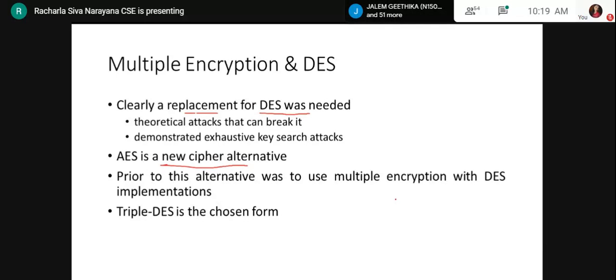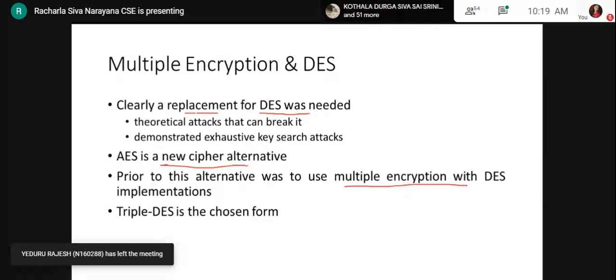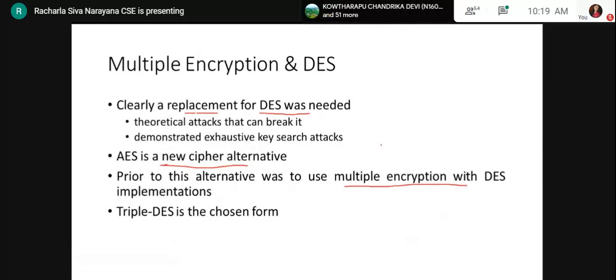The other alternative was to use multiple encryptions with DES. We already have the DES algorithm, so some modifications are specified. Those modifications are applying DES multiple times, performing encryption multiple times. That is one modification, and then triple DES is another modification.